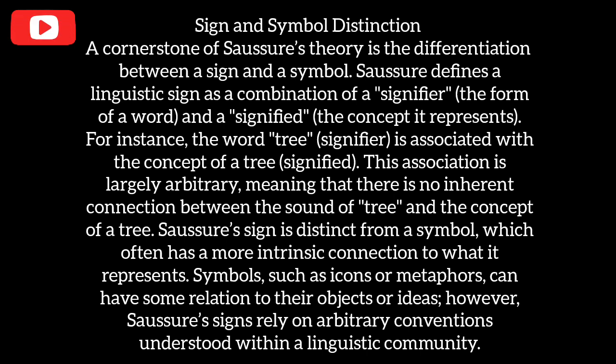signified. This association is largely arbitrary, meaning that there is no inherent connection between the sound of tree and the concept of a tree. Saussure's sign is distinct from a symbol, which often has a more intrinsic connection to what it represents. Symbols, such as icons or metaphors, can have some relation to their objects or ideas. However, Saussure's signs rely on arbitrary conventions understood within a linguistic community.